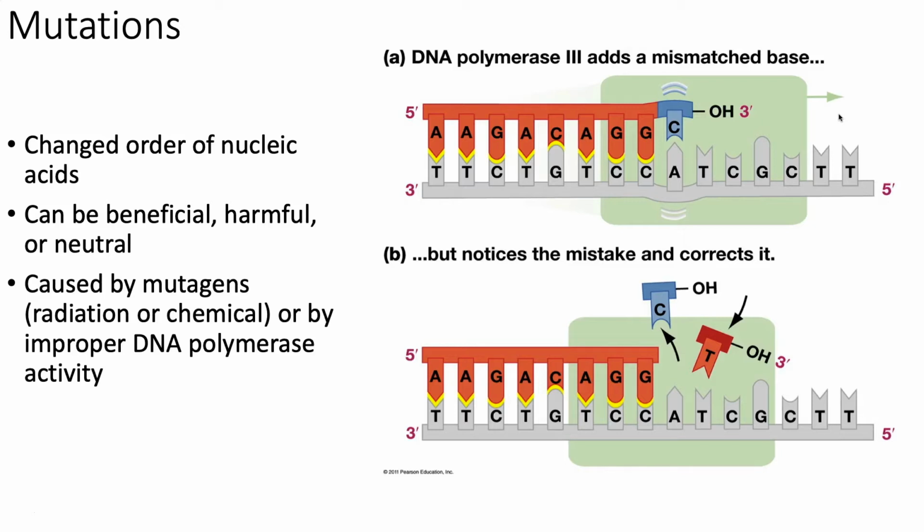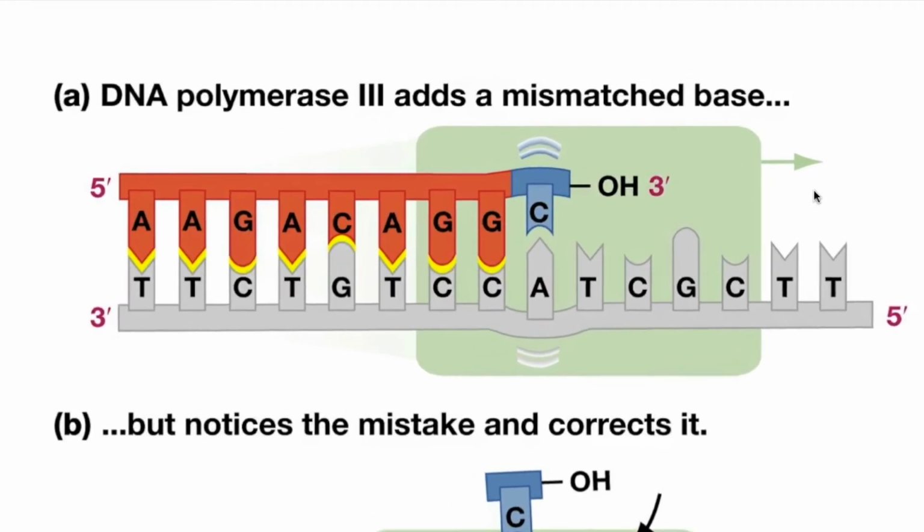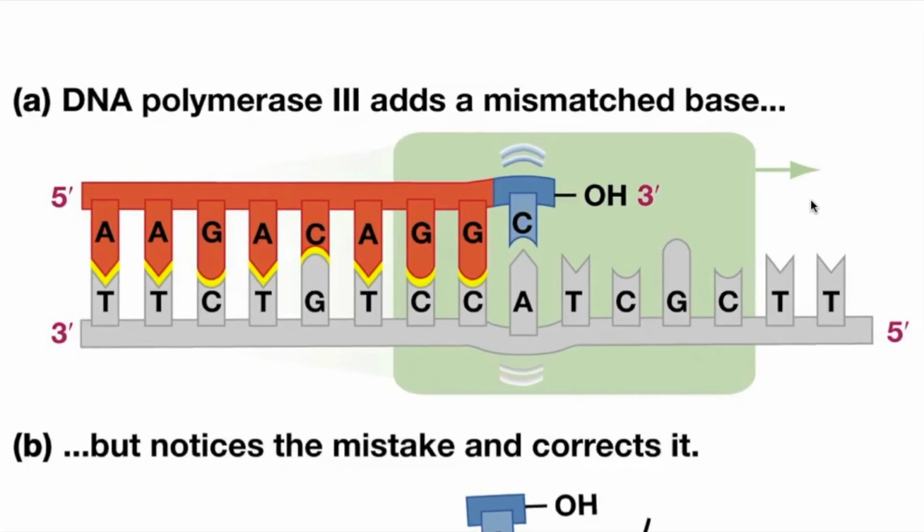So in this case, the DNA polymerase, which is that big green box, is moving along. It's building from the 5' to 3' direction, right? It adds new nucleotides onto that 3' carbon. And in this case, it was supposed to put a thymine, because this is making DNA, right? And A's match up with T's. And it was supposed to put a thymine, but it accidentally put a cytosine.